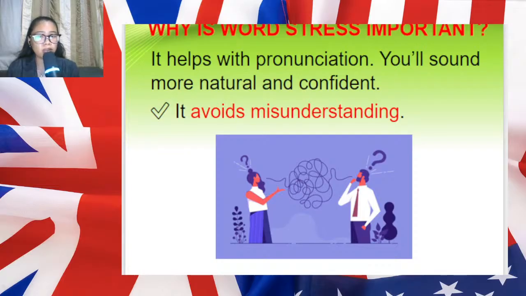Even when you say all the sounds correctly, if the stress is in the wrong place, the word might sound unfamiliar to the listener, or worse, it could sound like a completely different word. That's how misunderstandings happen. But on the flip side, when you use the correct stress, your speech becomes clearer. You become more confident and more natural when speaking English.